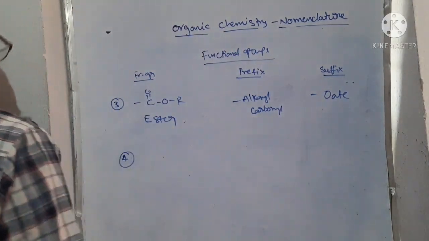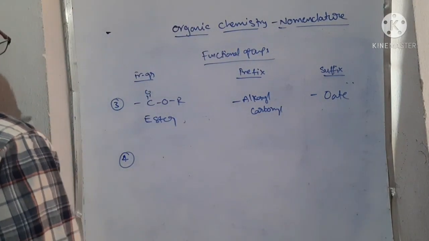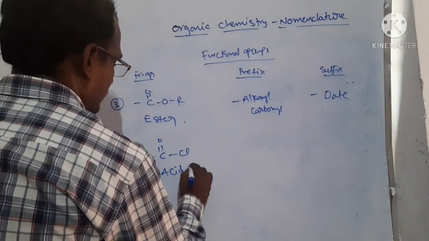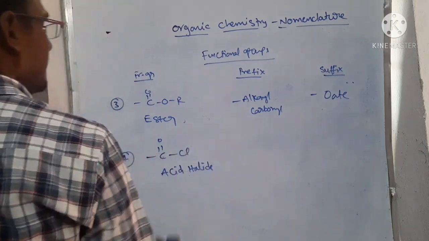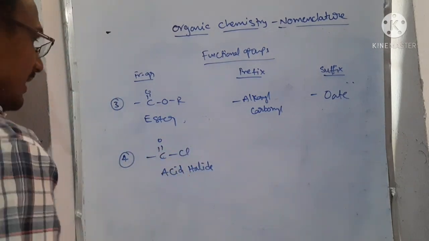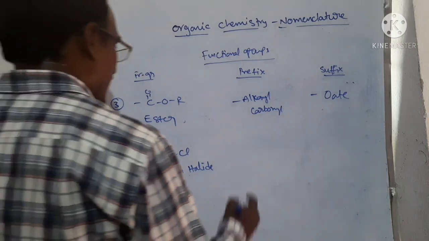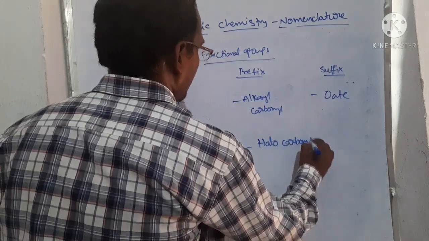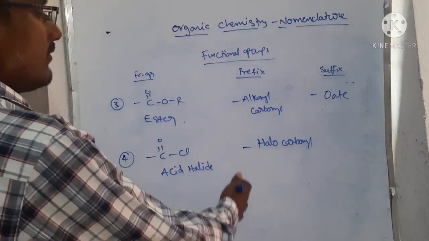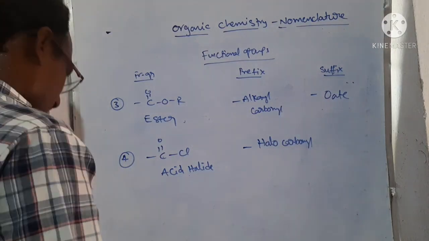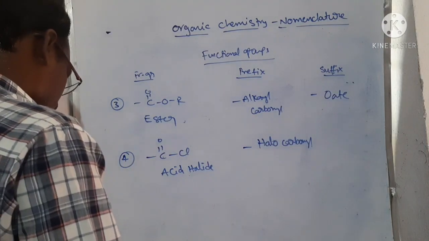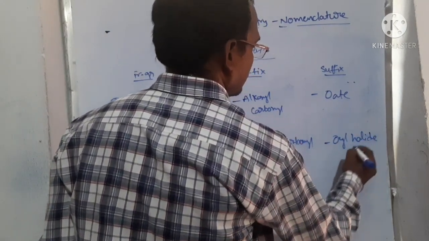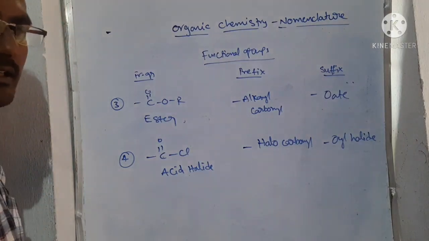Let us see the fifth priority group, that is acid halide. Not only Cl, X is there. X means halogens, type of halogens. Then here halocarbonyl is the prefix. That means chlorocarbonyl, fluorocarbonyl, bromocarbonyl, iodocarbonyl, and the suffix is -oyl halide.